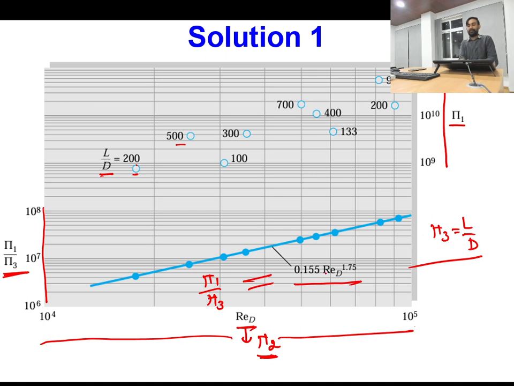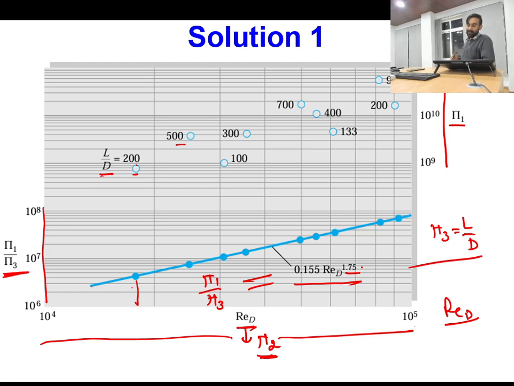So that is what this relation gives: pi 1 by pi 3 is equal to 0.155, which is this particular intercept, times Reynolds number, which is calculated considering D. What is the meaning of Re_D? In this particular column you have two length parameters, one is the length of the pipe and the other is the diameter of the pipe. So whatever Reynolds number we have obtained is considering the diameter of the pipe as the length scale. That's why I am writing it as Re_D, and this is being scaled with a power of 1.75.